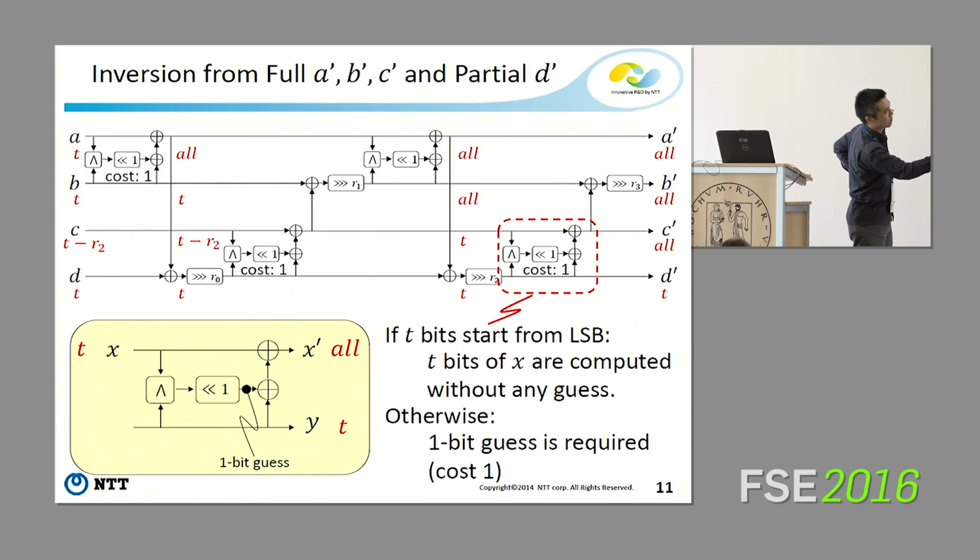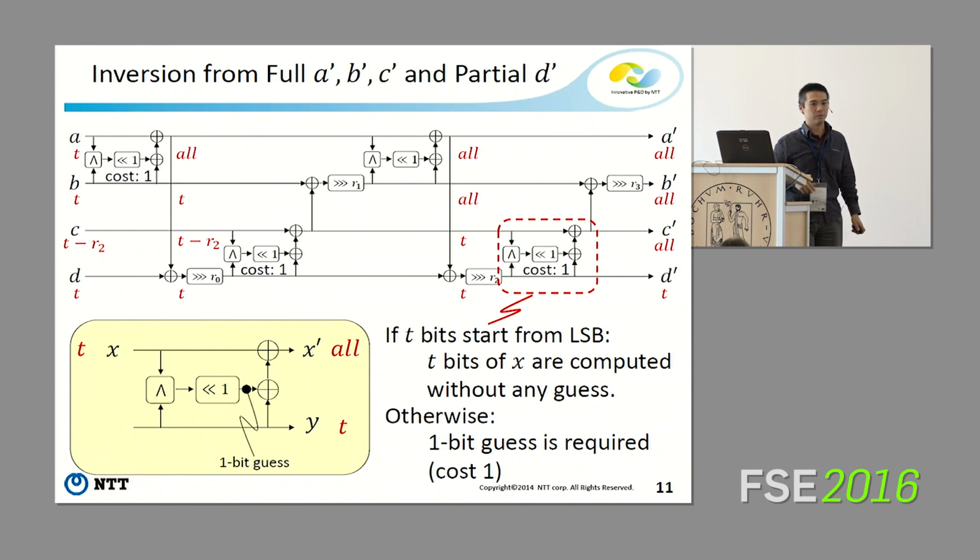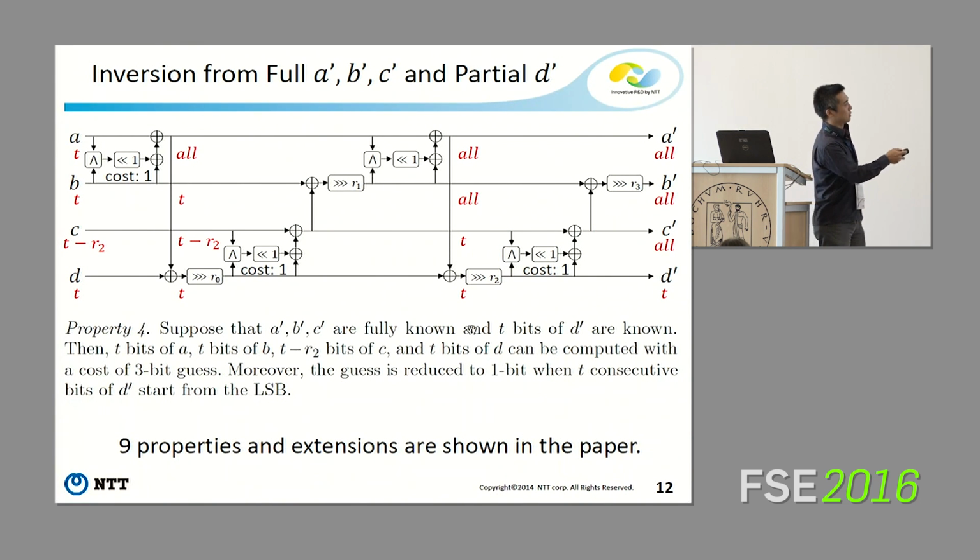But unfortunately, you have some rotation here, so the known bit positions will differ. So in the second analysis, the number of known bits will be reduced, and then eventually you will lose all the information. But for several rounds, you have some bits. So this is a property we had in the paper, and it says that from this situation, t minus R2 and t bits can be recovered. And we gave 9 properties and several more extensions. I won't explain the details here, but if you are interested, please see the paper.